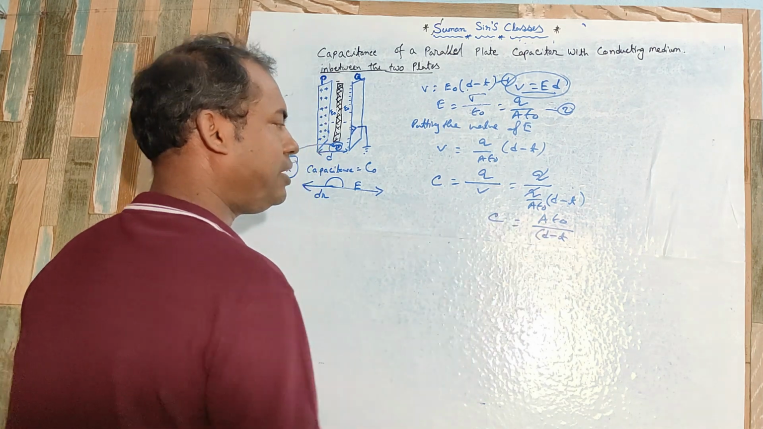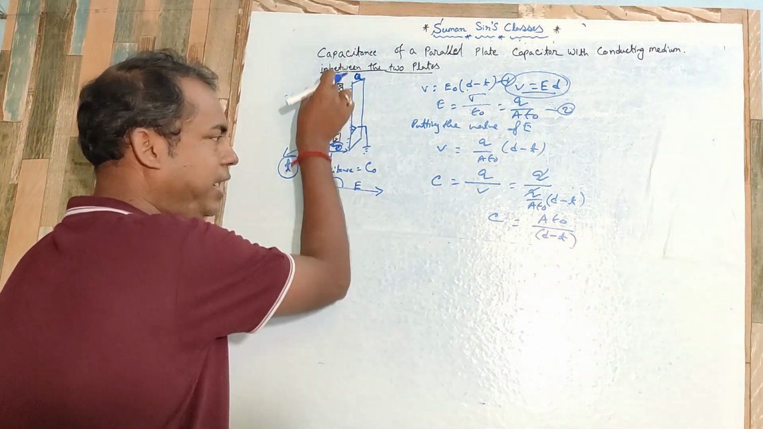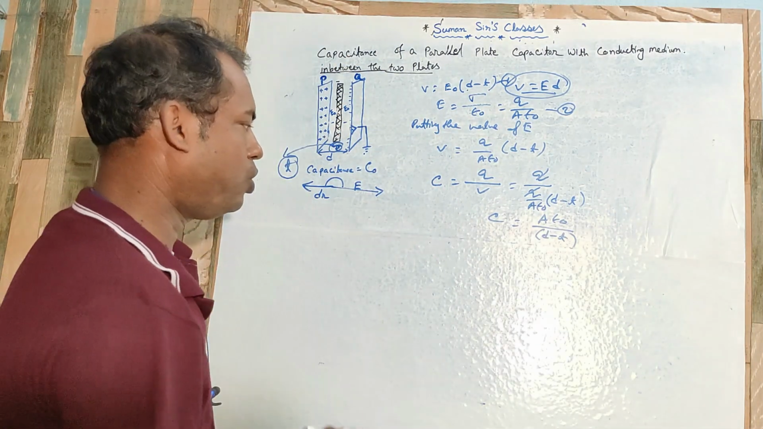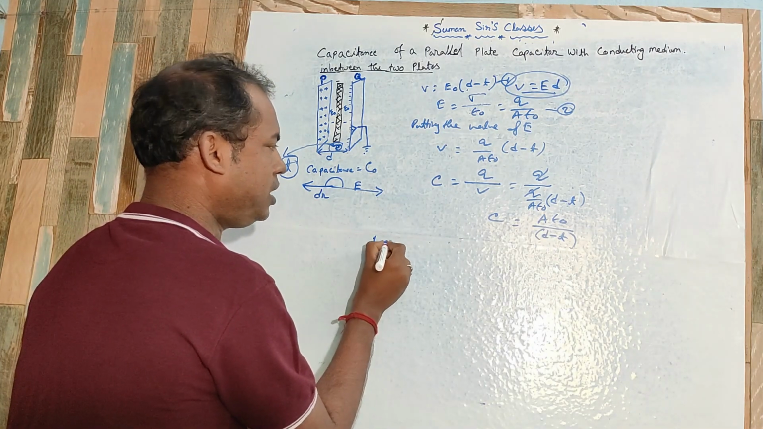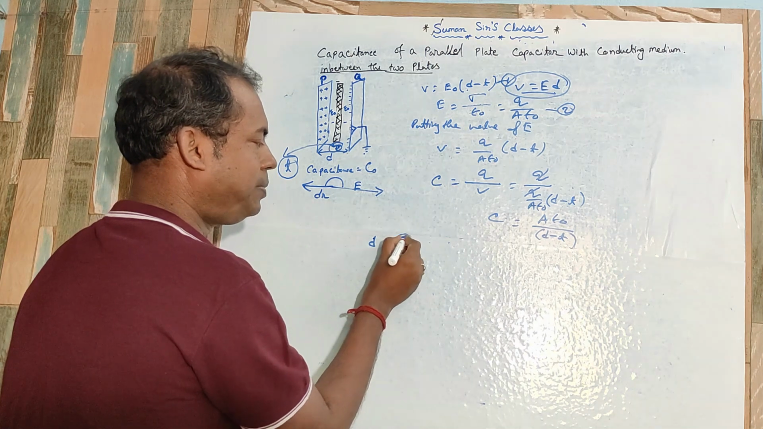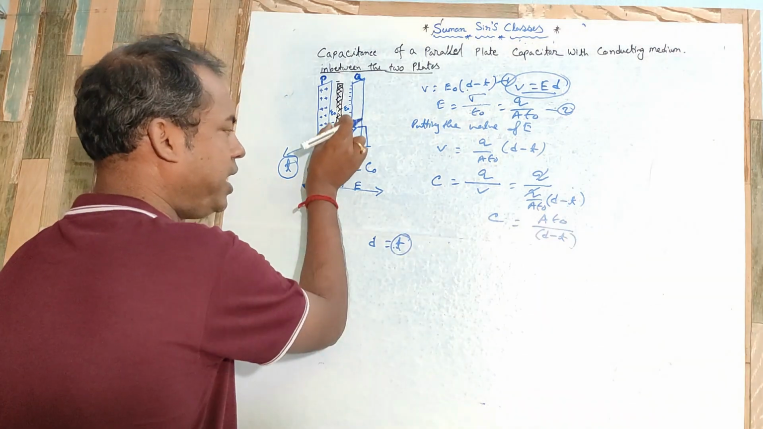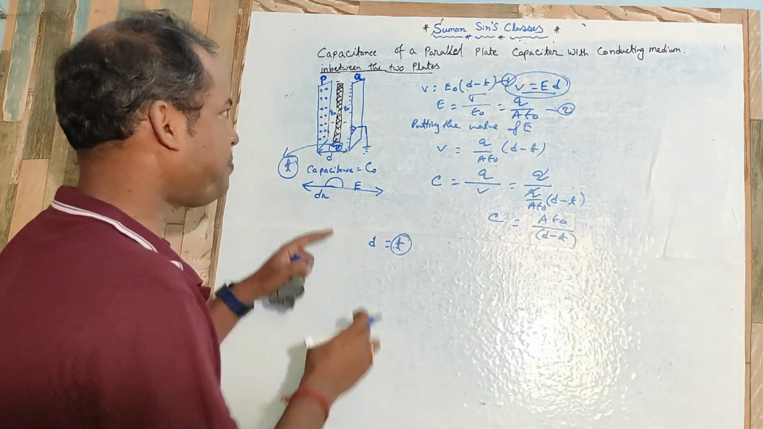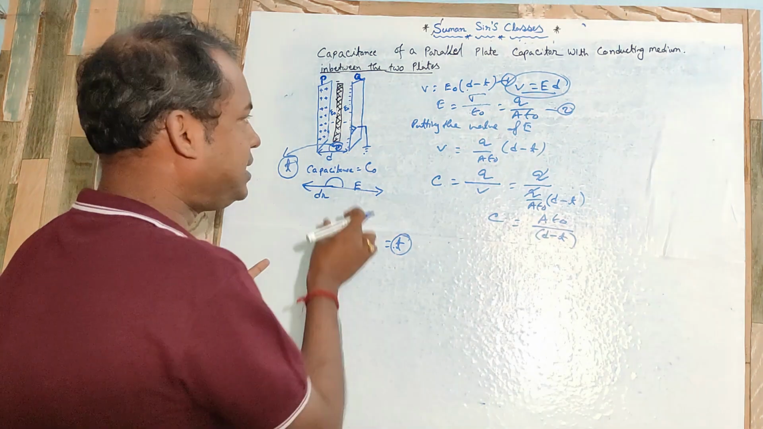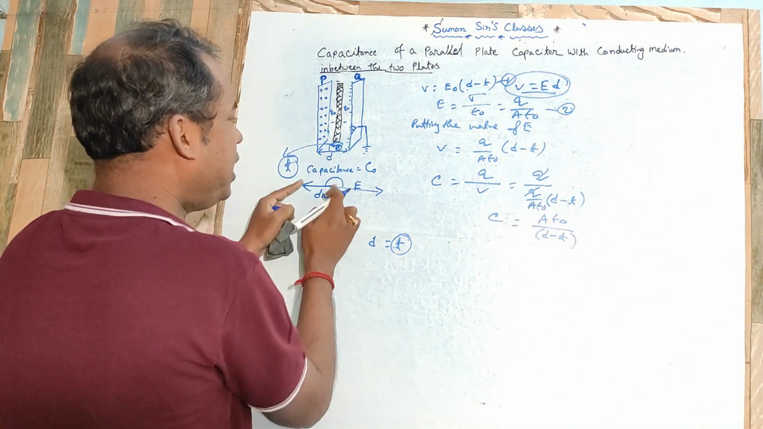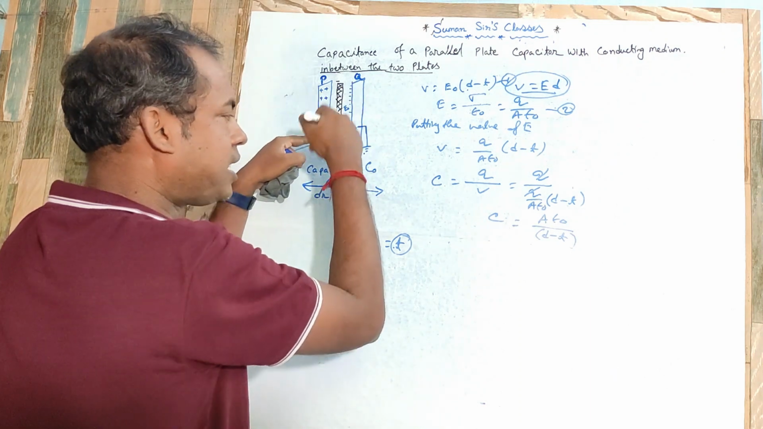This represents the value of the capacitance when the conducting plate is present between them. Now consider d equals t, where t is the thickness of the conducting plate. If the conducting plate is placed between P and Q, and its thickness t equals d, the total thickness, then the whole medium is filled with the conducting medium.